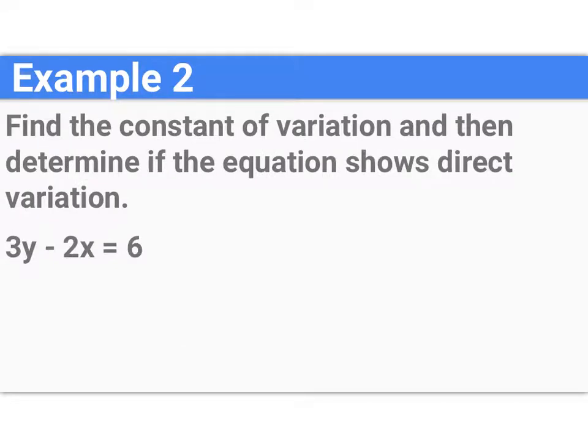Find the constant of variation and then determine if the equation shows direct variation. So we're going to add 2x because we've got to get rid of everything near the y. Divide by 3. y equals 2/3 x plus 2.